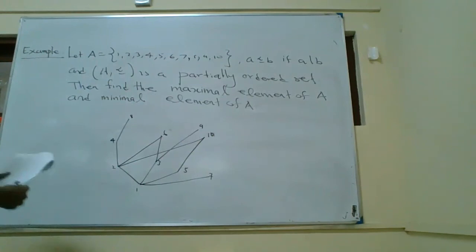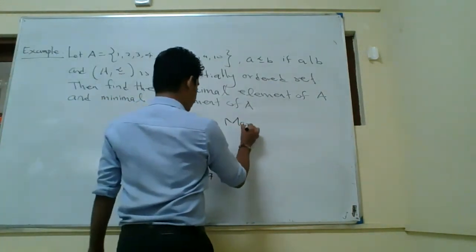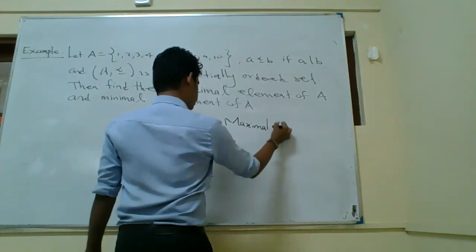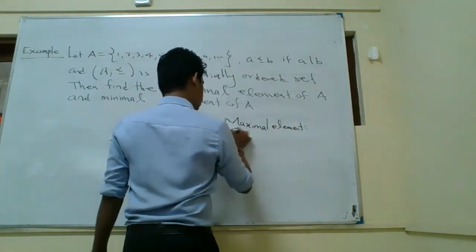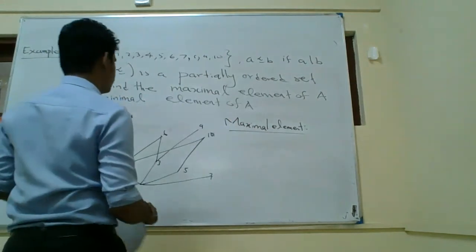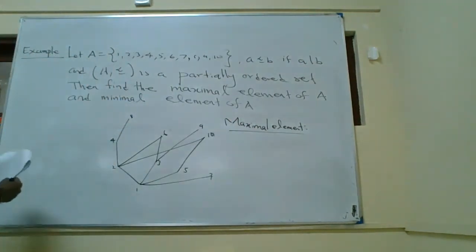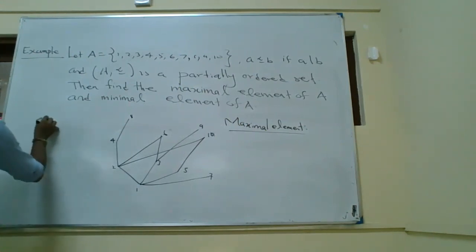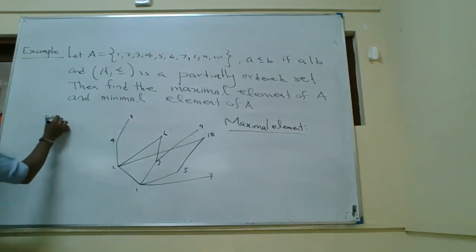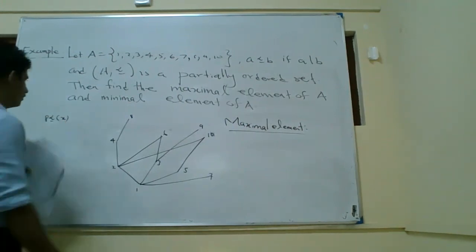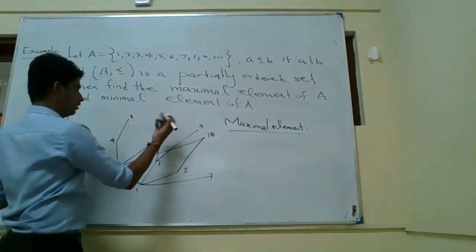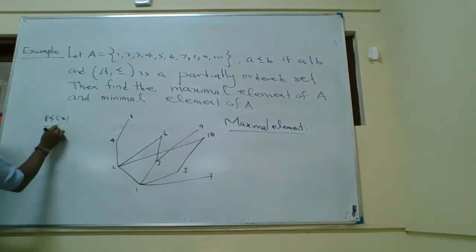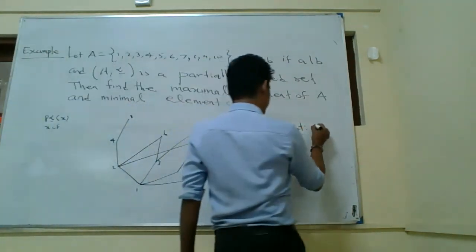Now you want to find the maximal element and minimal element. Maximal element, I already mentioned. Maximal element means there are no other elements after it. In the previous example we discussed, suppose 8 is your maximal element. Does 8 precede any other elements? No. Therefore 8 is your maximal element.